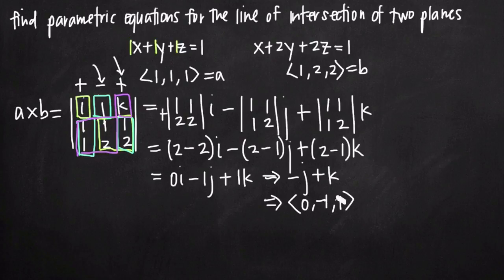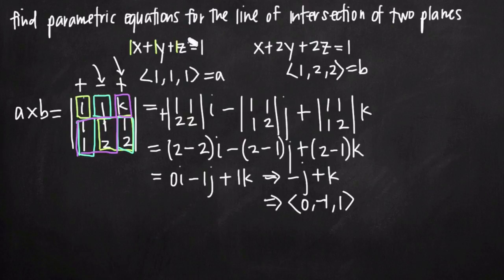Now remember we said before that in order to find parametric equations, we needed the cross product of our two normal vectors, which we now have. That's the vector 0, -1, 1. And we also need a point on the line. The way that we're going to find a point on the line is we're going to set z equal to 0 in both of these plane equations. That's going to eliminate the z variable. We're only going to be left with x and y. That'll allow us to solve for x and y values when z is equal to 0, and it'll allow us to find our coordinate point.